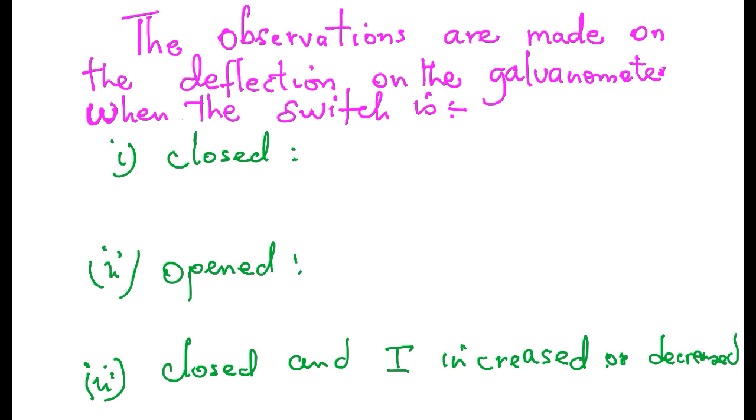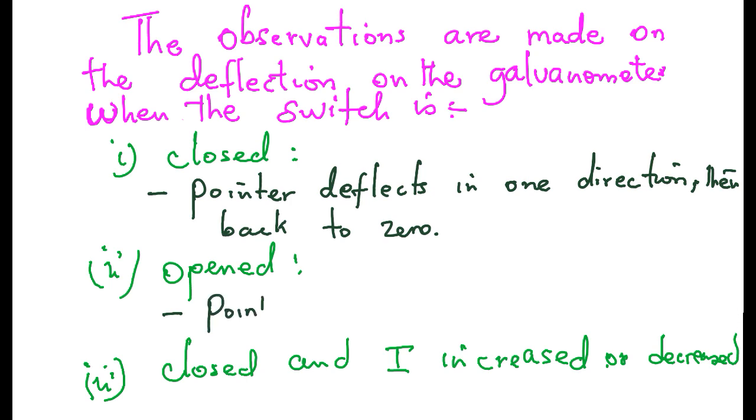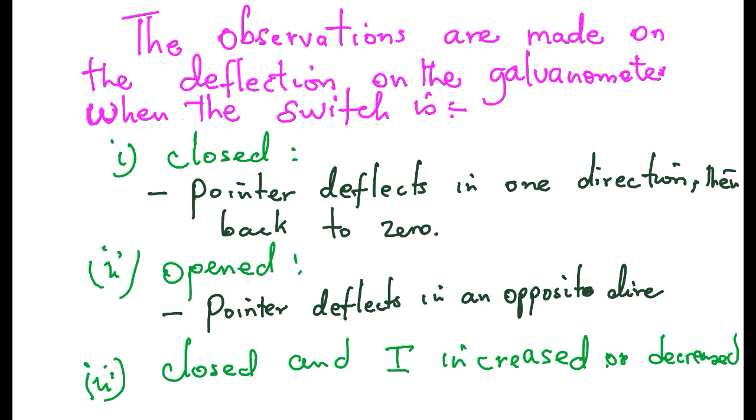So when the switch is closed, it is observed that the pointer deflects in one direction, and then comes back to zero. When the switch is open, the pointer deflects in an opposite direction to that when it was closed, and then comes back to 0.